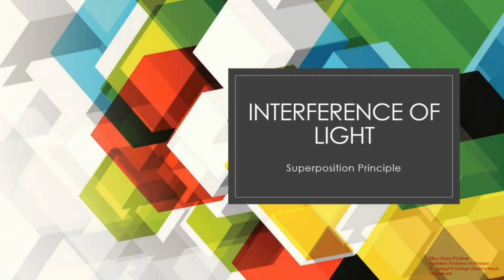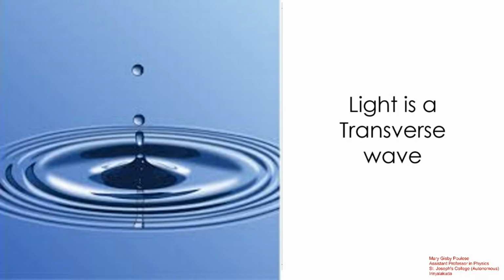Good day, students. Today we are going to learn about the interference of light. Now, first, let us see what light is. Light is essentially a transverse wave. Now, what is a transverse wave? A transverse wave is a wave that propagates through a medium, and while it propagates through the medium, it will form crests and troughs.